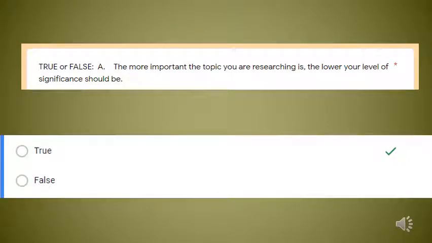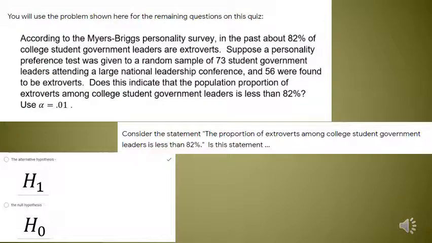And the true-false question is actually kind of an important one. It says true or false, the more important the topic you're researching is, the lower your value of significance. That is true because the level of significance is basically the probability you're wrong. And if you have important research, you don't want to be wrong very often, so you want that number to be low.